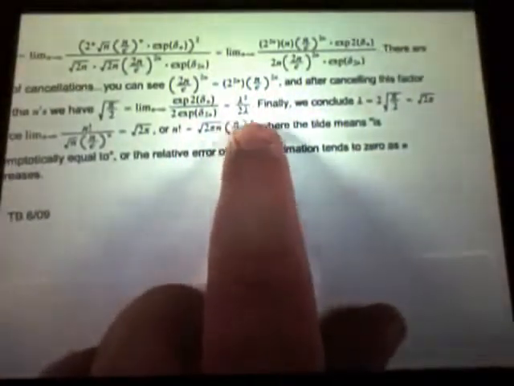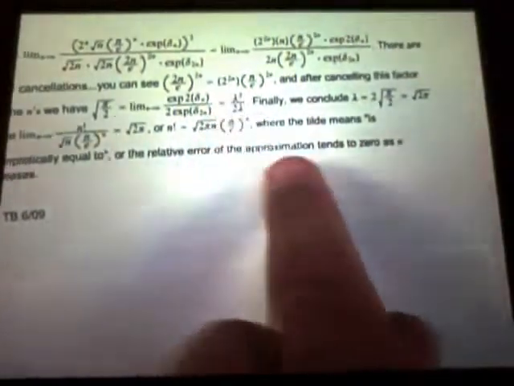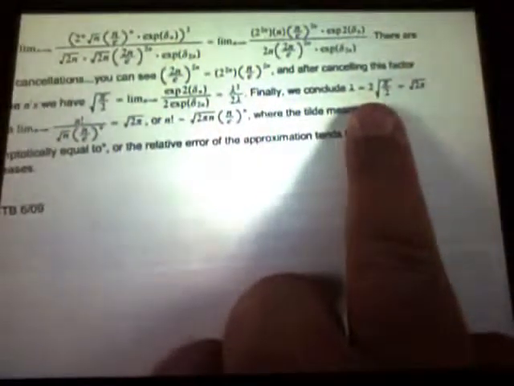Yeah, so you have lambda is 2 times the square root of pi over 2, because the lambda squared over lambda is lambda over 2. So if you're solving for lambda in this equation, you get root 2 pi.